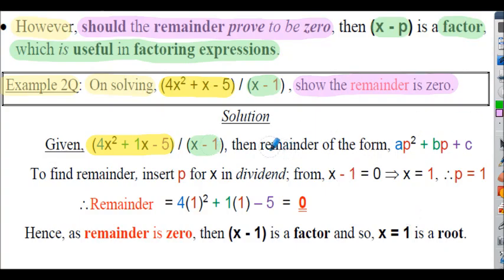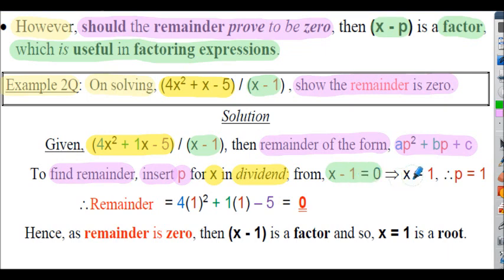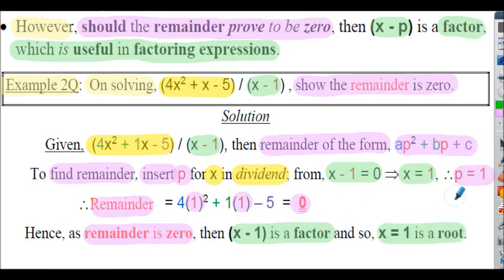From the remainder theorem, we know the remainder is of the form ap squared plus bp plus c. In other words, to find the remainder, we insert the value of p for x in the above dividend. To find the value of p to use, we equate the divisor to 0, solve for x, and that's the value of p that we will now use in the remainder theorem. Inserting p into the dividend, we find the remainder is 0. Now if the remainder is 0, then x minus 1 is a factor of this quadratic, so x equals 1 is a root.